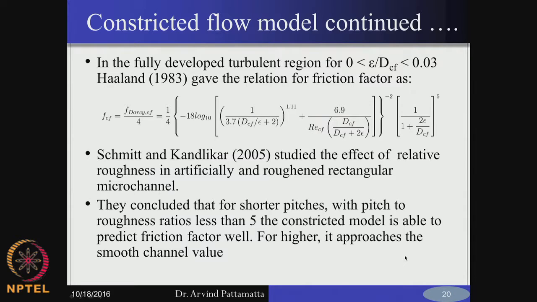Based on a lot of experimental studies which have been done, this kind of an empirical formulation has been arrived at. So, generally you first check what is the ratio of your pitch to the roughness height. If it is less than 5, then you use the constricted flow model, if it is greater than 5 you use the smooth flow model.